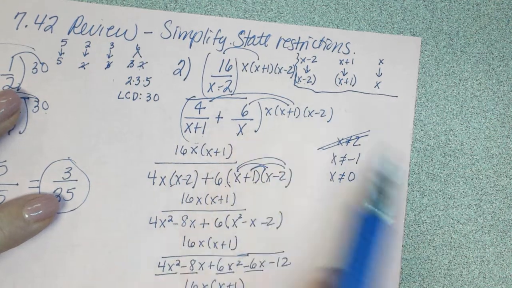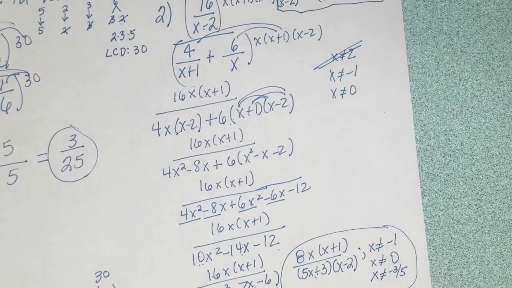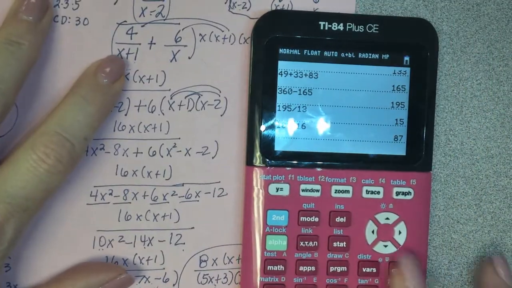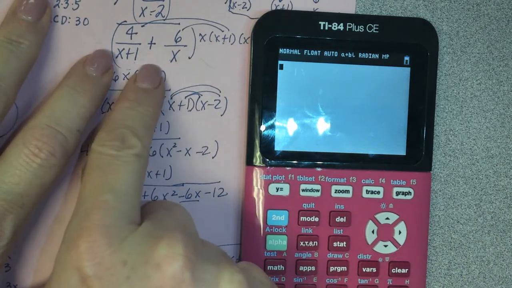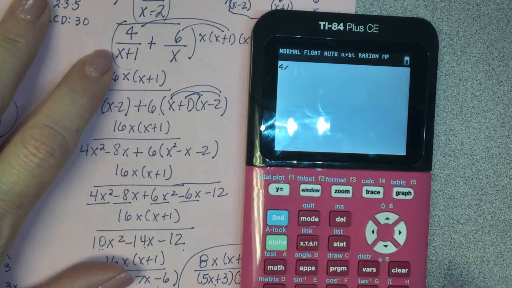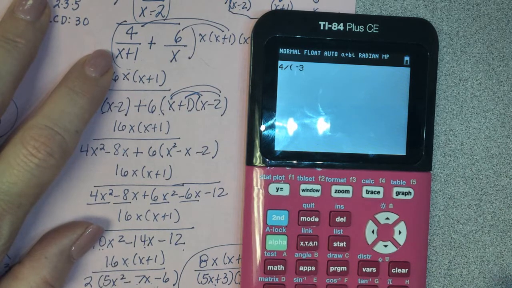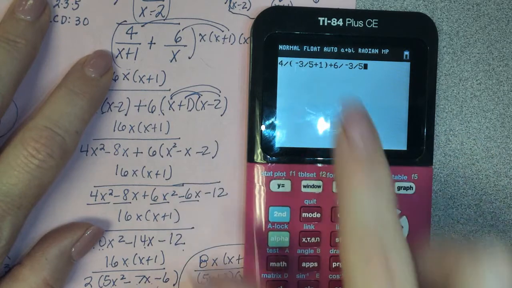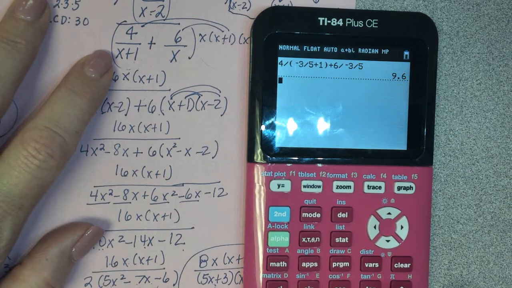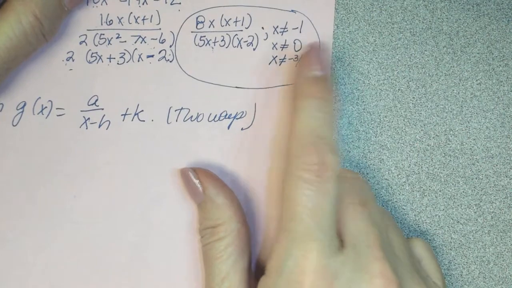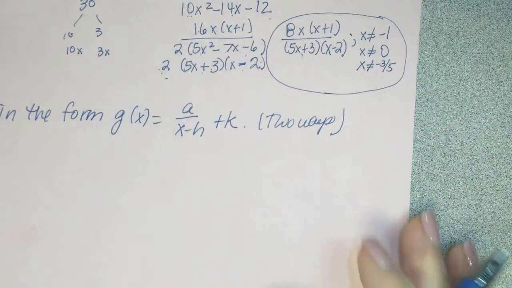Unless that would be 0. I bet that's the case. I have to explore this. I'm sorry. Hold on. I've got to know the answer. Okay, so what I'm saying is maybe this becomes 0. If I do 4 divided by parentheses, negative 3/5 plus 1, and then plus 6 divided by negative 3/5. I'm hoping that's 0. If that's 0, then that means it's really not a restriction. No, it is a restriction then. Okay, interesting. We haven't had one like that before.